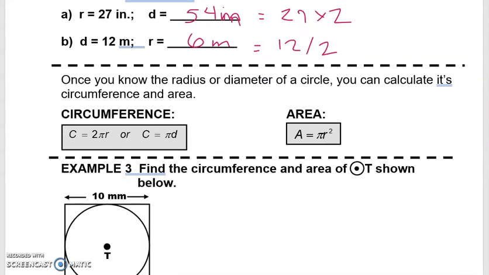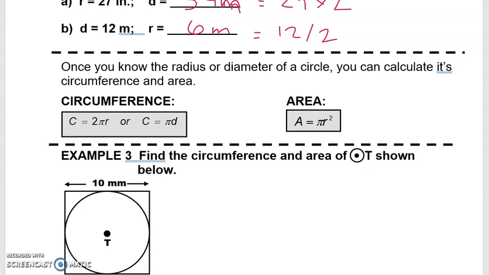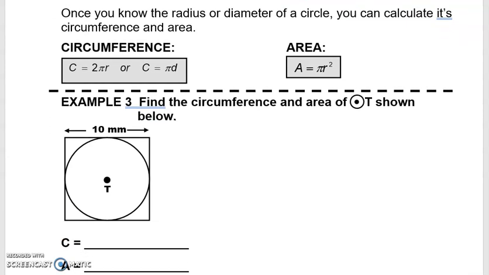Moving on. Once you know the radius or diameter of a circle, you can calculate its circumference and area. So the circumference is all the way around the outside of the circle. It's like the perimeter. And then the area is all the inside part of the circle. It's like if you just shaded it in. Okay, so the circumference is 2 pi r, or you could read that as diameter times pi, because if you double r, you get the diameter. And then area is pi r squared.